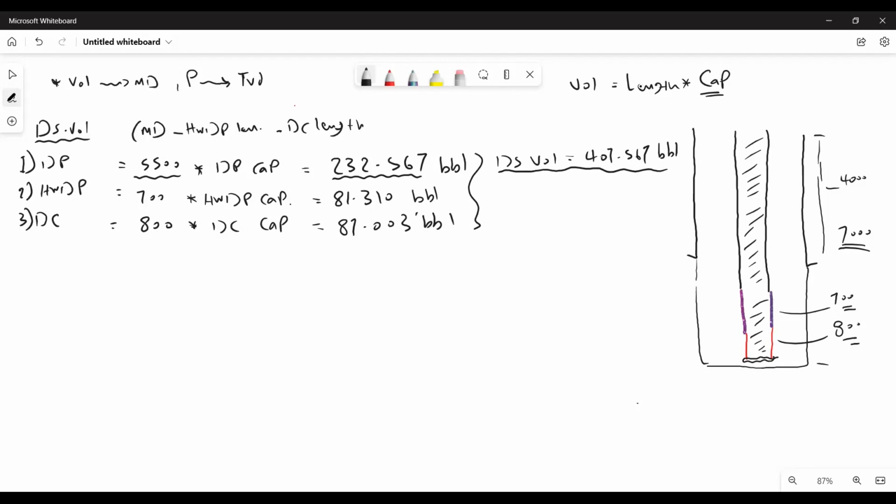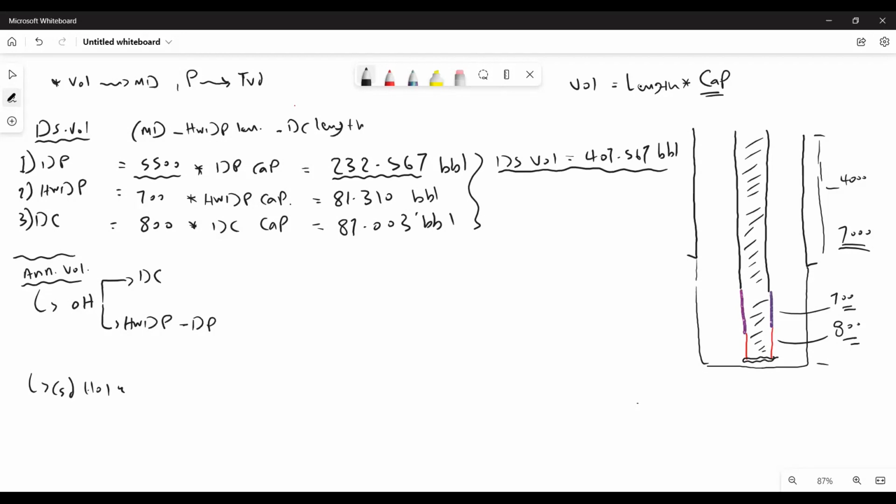The annulus volume is divided into two main parts. First part for open hole, then for cased hole. The open hole is divided into two main sections: for the drill collar, and for the heavy wall plus section drill pipe, the remaining part of the drill pipe.